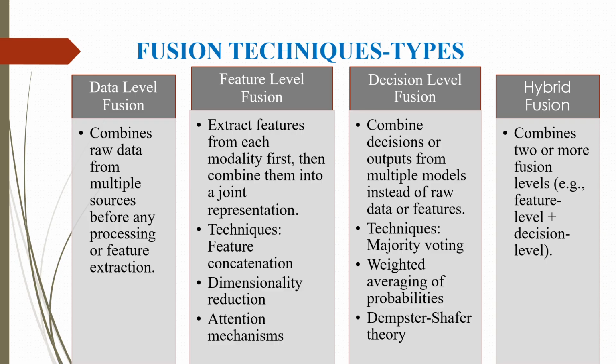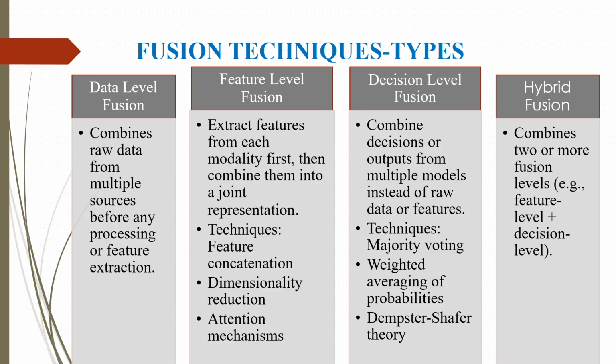In data level fusion, we are combining the raw data from multiple sources before any processing or feature extraction. In feature level fusion, we extract the features from each modality first, then combine them into a joint representation. For that we use feature concatenation, dimensionality reduction techniques and attention mechanisms.